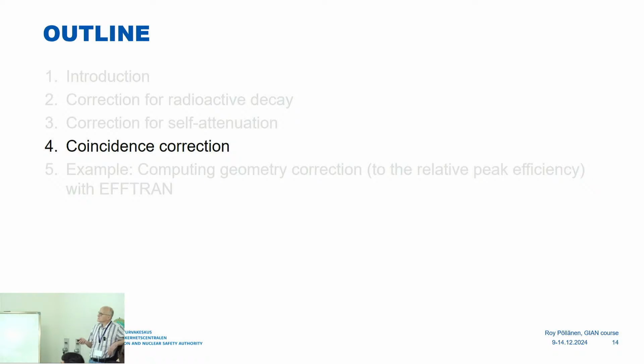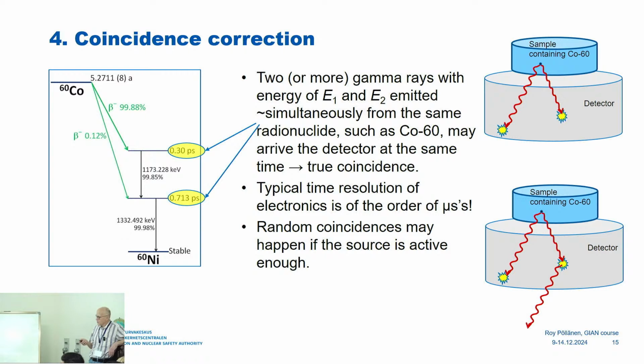Right, let's look briefly at coincidence correction. I explained this once before, but let's do it again because this is not an easy thing. So this is the cobalt-60 decay scheme. It goes to nickel-60. And you can see here the decay times of these levels. So it's of the order of picoseconds half-life.